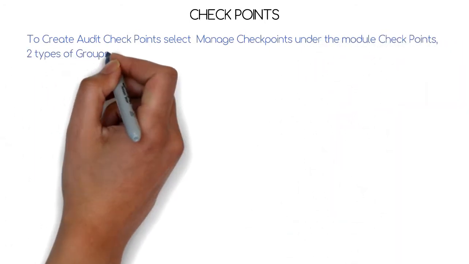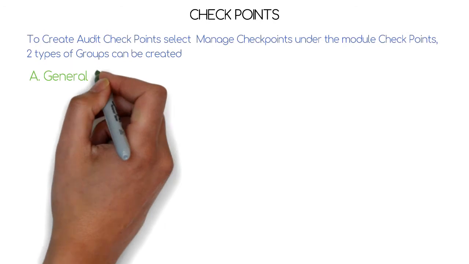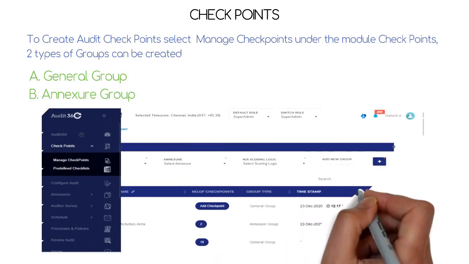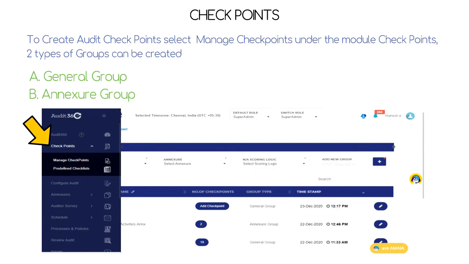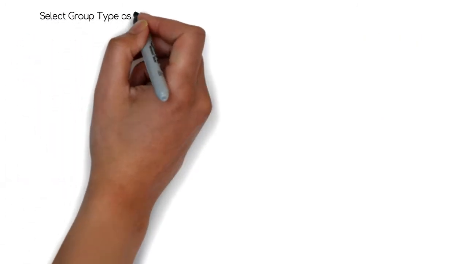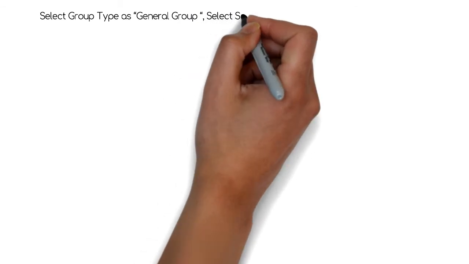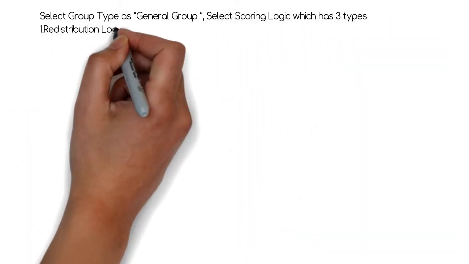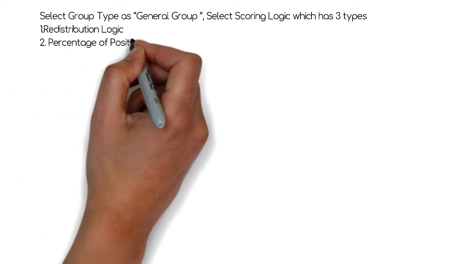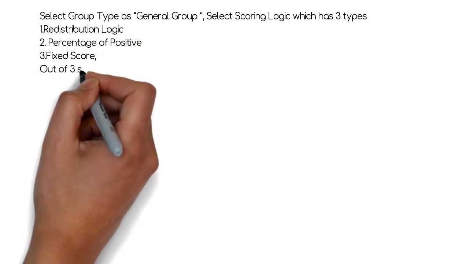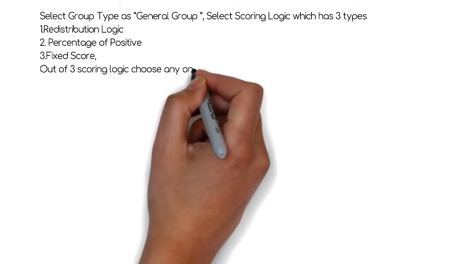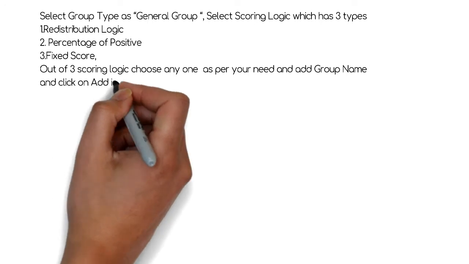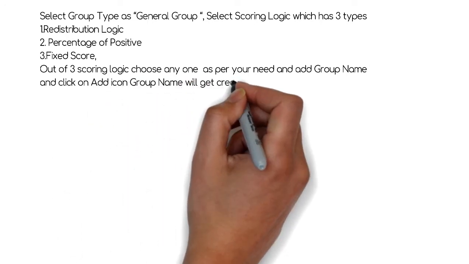Two types of groups can be created: A. General Group, B. Annexure Group. General Group Creation: select Group Type as General Group. Select Scoring Logic, which has three types: 1. Redistribution Logic, 2. Percentage of Positive, 3. Fixed Score. Out of the three scoring logics, choose any one as per your need, add the group name and click on the Add icon. The group name will get created.